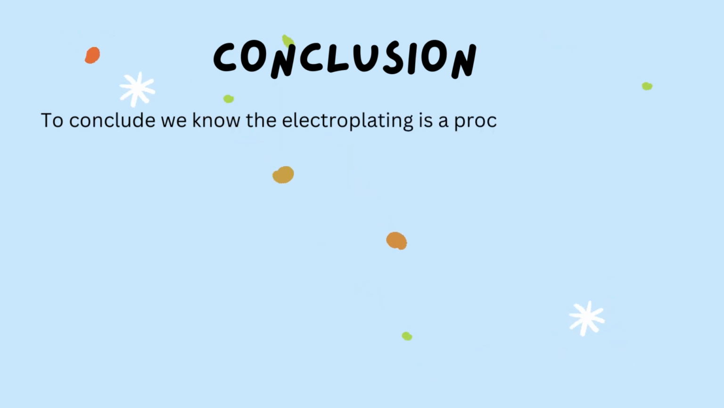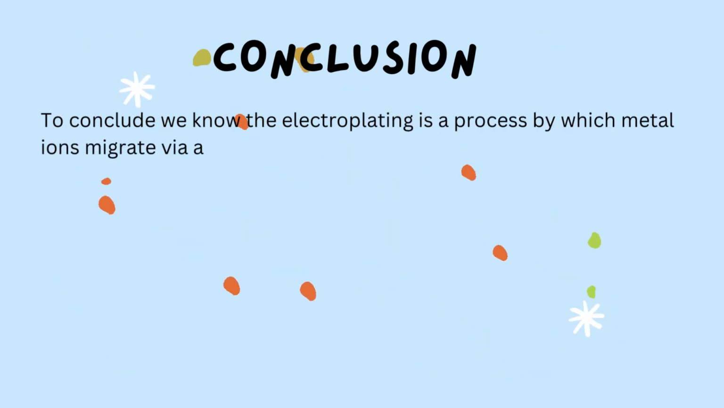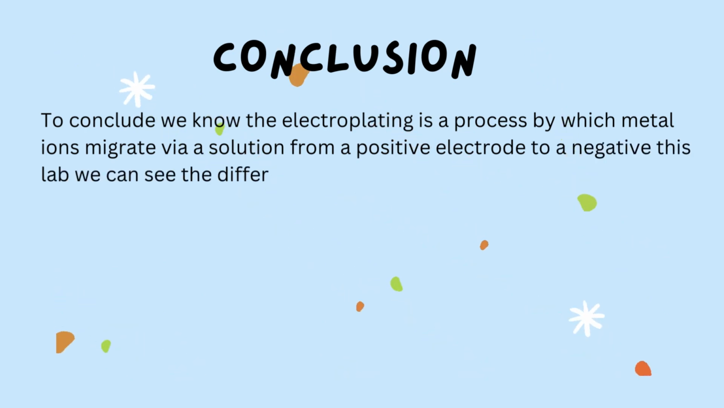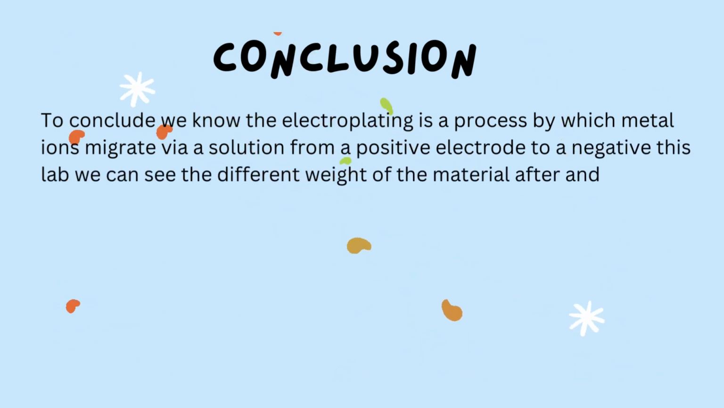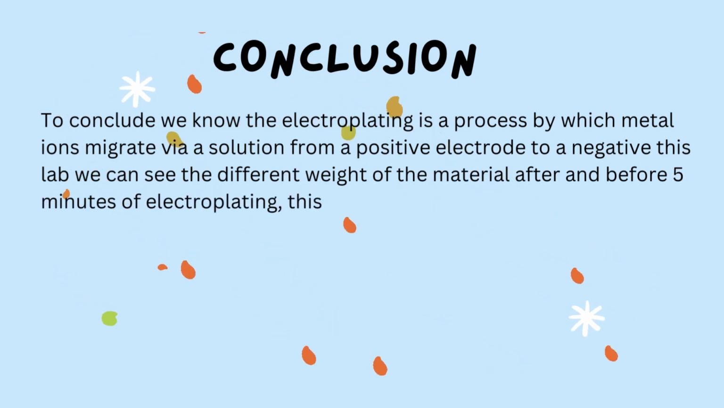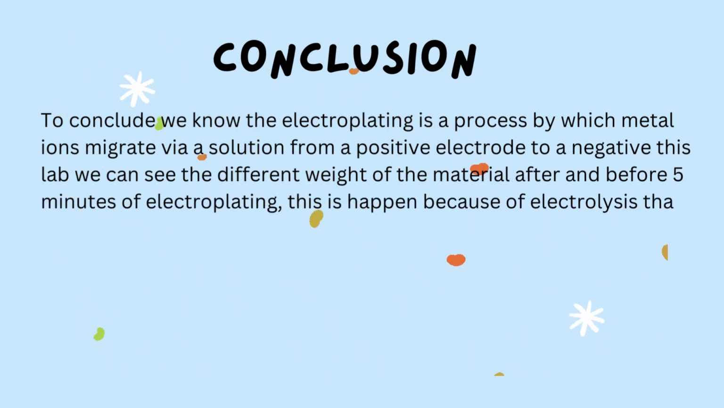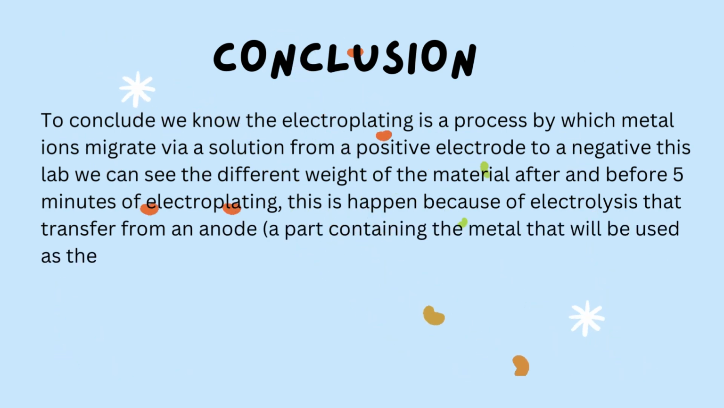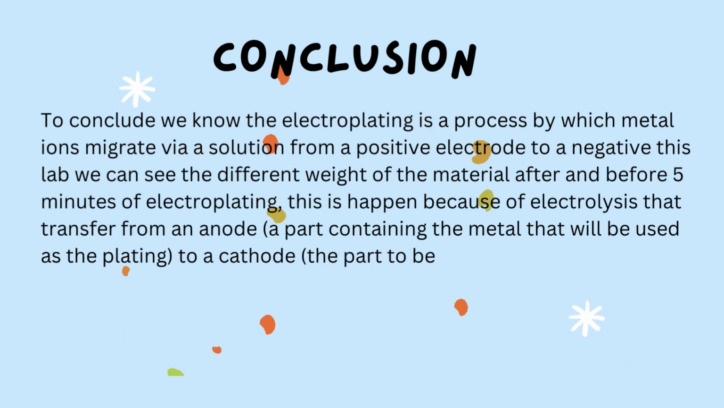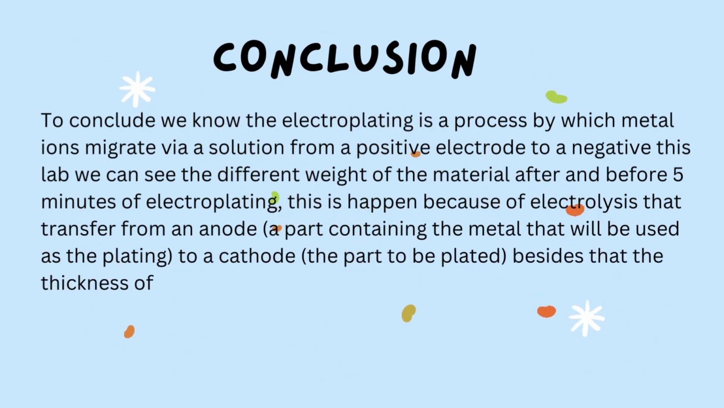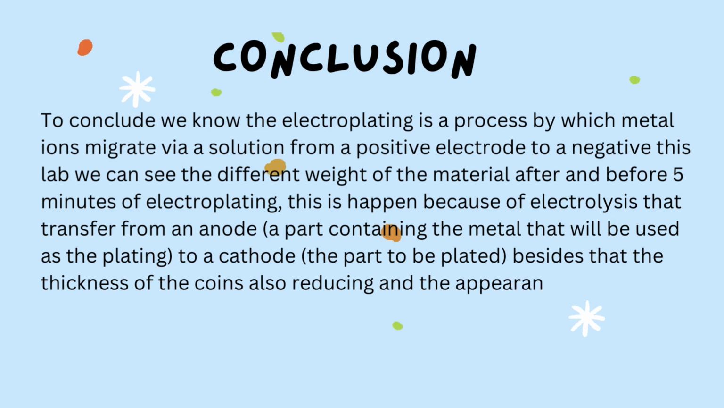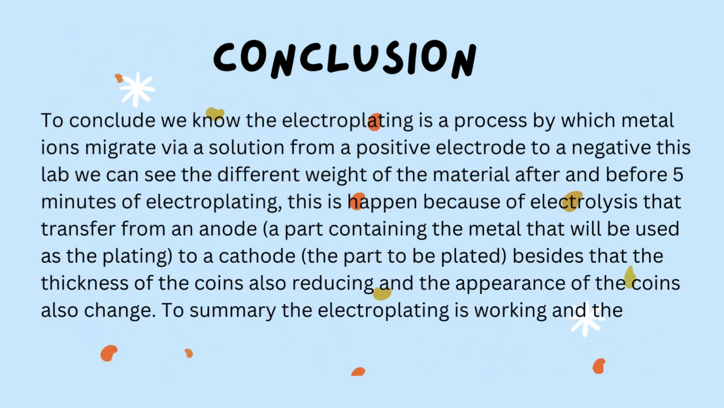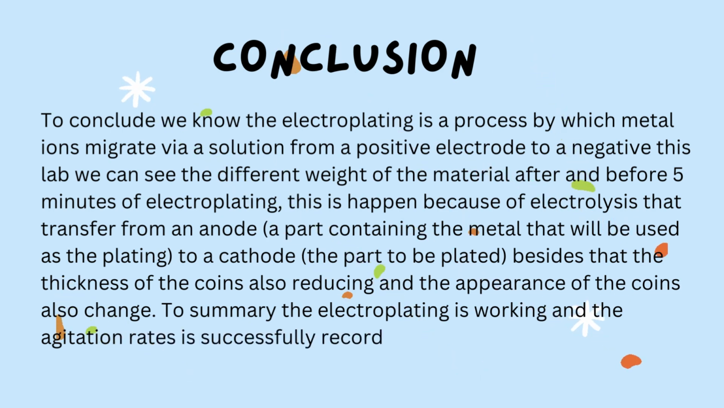Conclusion. To conclude, electroplating is a process by which metal ions migrate via a solution from a positive electrode to a negative one. In this lab, we can see the different weight of the material before and after 5 minutes of electroplating. This happens because of electrolysis that transfers metal from an anode, the part containing the metal that will be used as the plating, to a cathode, the part to be plated. Besides that, the thickness of the coin is also reduced and the appearance of the coin also changes. To summarise, the electroplating is working and the agitation rate is successfully recorded in the table.